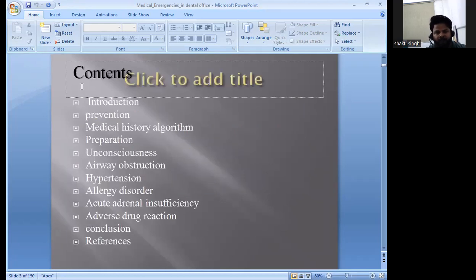So basically, the topic contains prevention, medical history, preparation, unconsciousness, airway obstruction, hypertension, allergic disorders, acute renal deficiency. These are the different contents, and various adverse drug reactions.